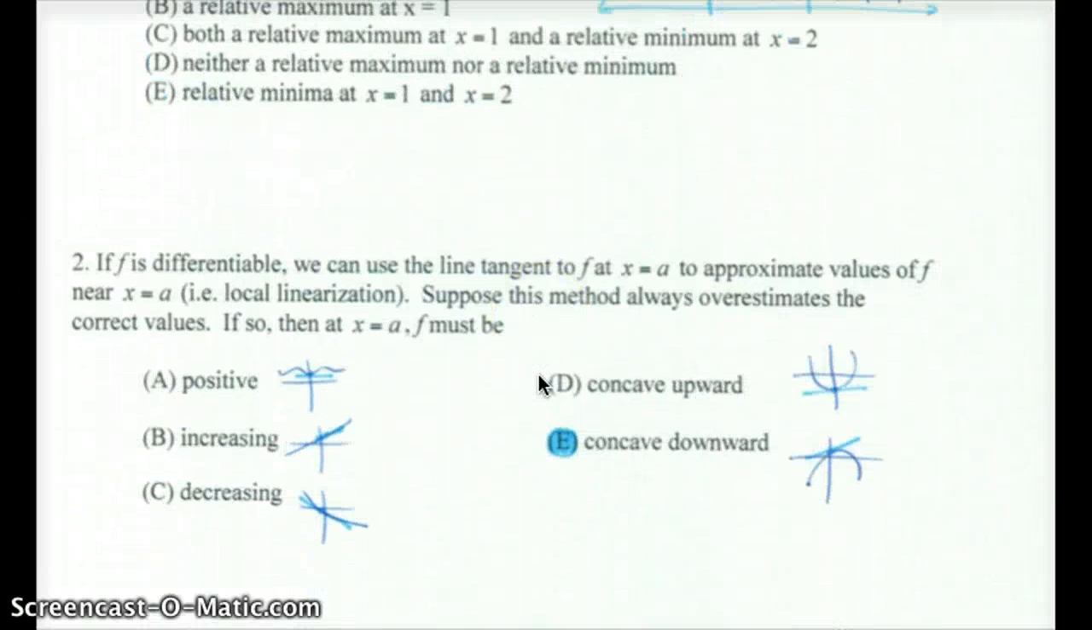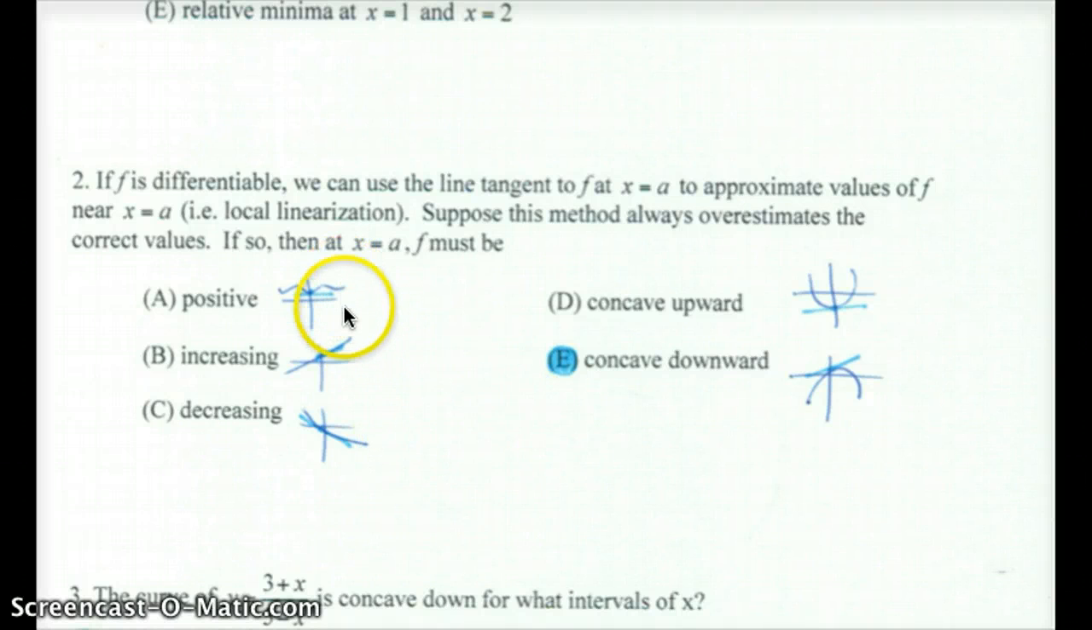Great, so this is almost exactly the same question. Notice here I showed you how to visualize each of these possibilities, and it was clear that concave down is really the only place where it overestimates.